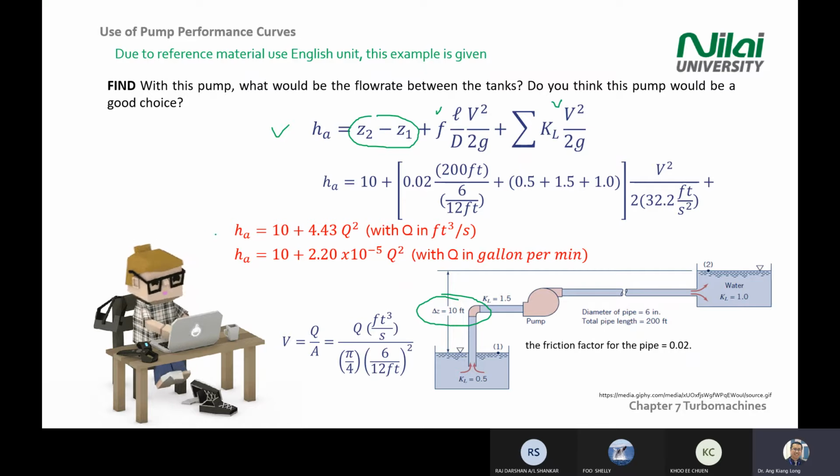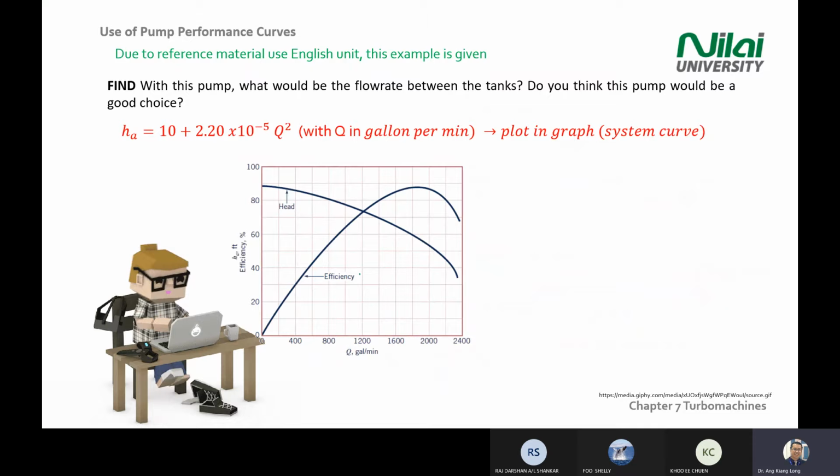Adjusting this value, you'll get a new equation. If you're adjusting the Z, you'll get a new equation. This is the system curve equation. So you just use this new equation and plot it into the manufacturer graph with the efficiency and head. It can move up or move down depending on your Z value. Okay.